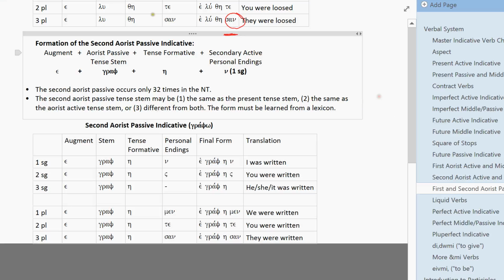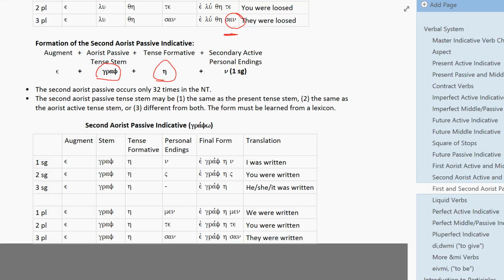Okay. It's going to be a different verb. Notice it's still going to be the aorist passive tense stem, but for different verbs it'll just be a different stem. It depends on what the verb is. You're just going to have to look it up in the lexicon or the principal parts. And as I said before, the tense formative loses the theta. That's the main difference. So instead of graphthane, you have just graphane. And then it's still going to use the secondary active personal endings. It's just the same. So the only difference is you're losing the theta.